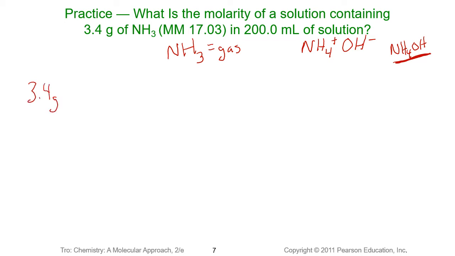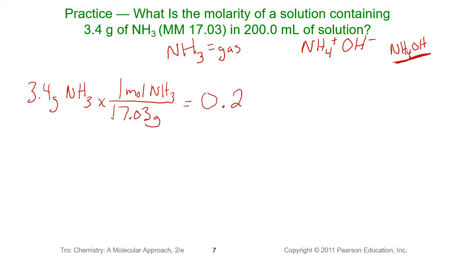3.4 grams of NH3, and our molar mass is given, 17.03 grams in 1 mole. This results in 0.20 moles. We've got 200 milliliters of solution, so because it's milliliters, we have to convert to liters. It's 1,000 milliliters in 1 liter.